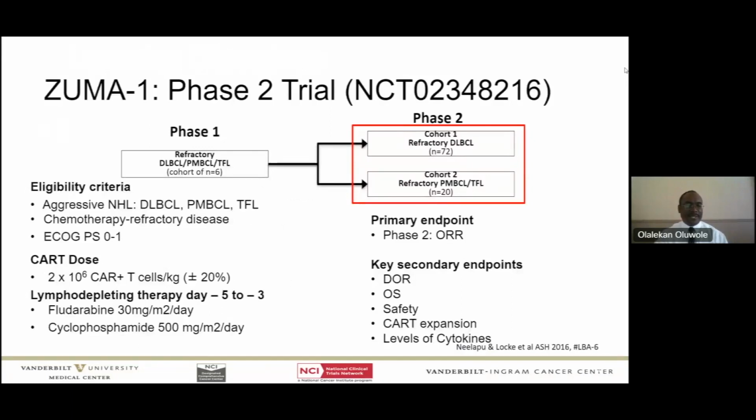And the schema was to enroll patients with relapsed or refractory large cell lymphoma. They would receive 2 times 10 to the power of 6 CAR-T cells per kilogram. They would have fludarabine and cyclophosphamide to lymphodeplete. And the primary endpoint was the objective response rate. Of course, there were a host of secondary and other safety outcomes that were looked at.